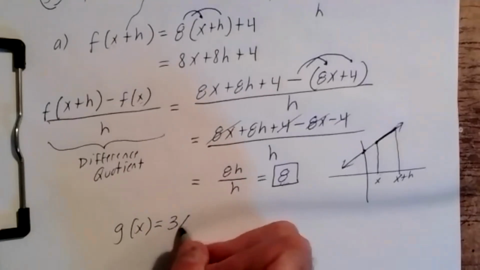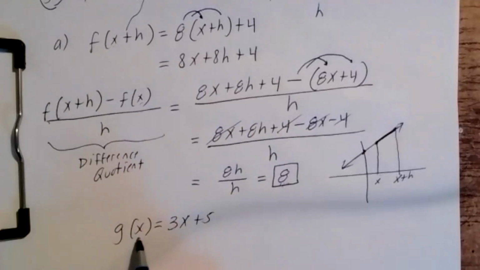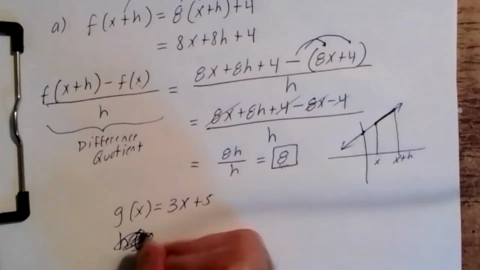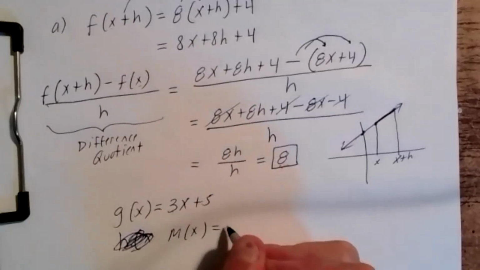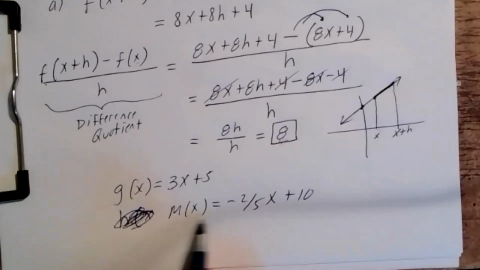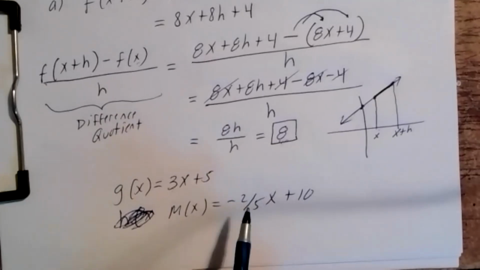So what would be the difference quotient for g of x if g of x is equal to 3x plus 5? What would be the difference quotient for this linear function? The answer would be 3. The slope of the line equal to the slope of the line. If I wanted you to find a difference quotient for a function m of x, which is -2/5 x plus 10, what would be the difference quotient for function m of x? -2/5 would be the answer, because that's the slope of the line. That's also the slope of the secant line at any interval for that linear function.